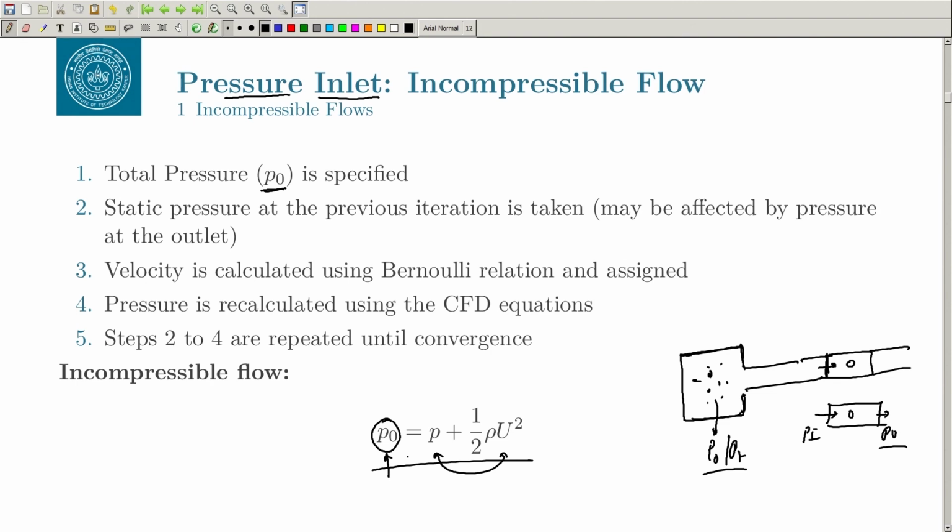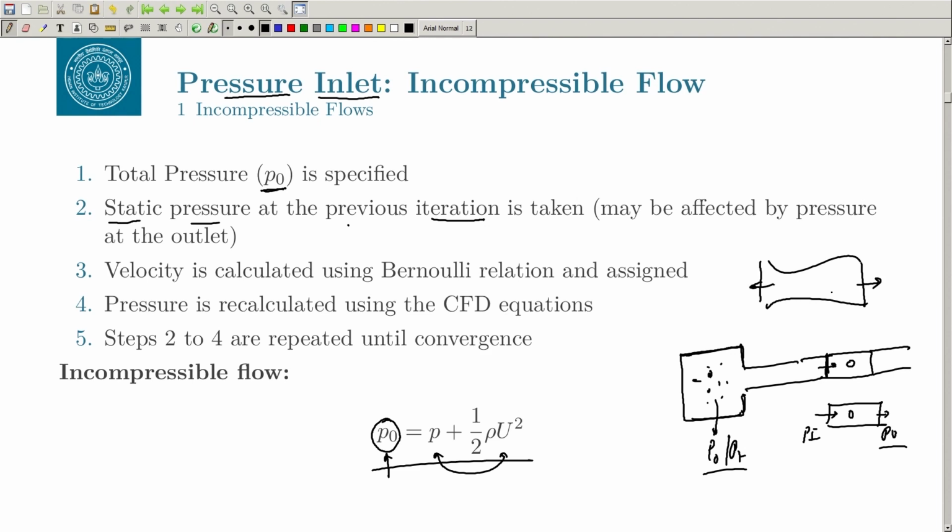So, you have to specify some initial condition at t equal to 0, and the static pressure will be taken from the previous iteration. And it also depends on what kind of outlet you have. Let us say at the outlet you have a nozzle, and you are putting some kind of back pressure here, right. So, the back pressure will also affect the pressure on this side.